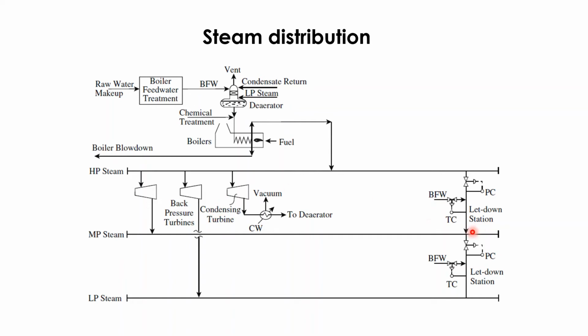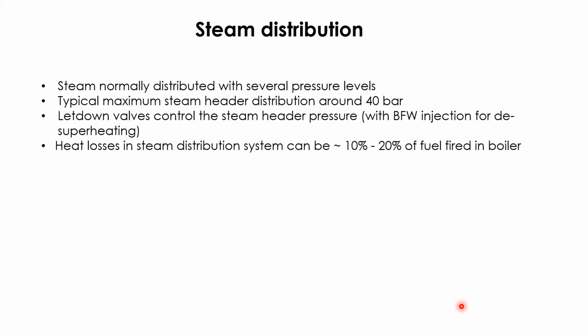Alternatively, you can also have a let down station using a valve here to lower the pressure of the steam from the high pressure to the medium pressure steam, and from medium pressure steam to the low pressure steam here. That is a basic system for steam distribution. An important remark is that the steam is normally distributed at several pressure levels. We have three: high pressure, medium pressure, and low pressure.